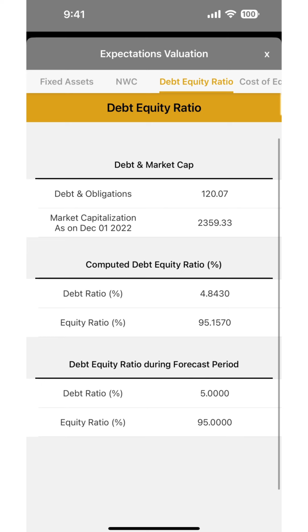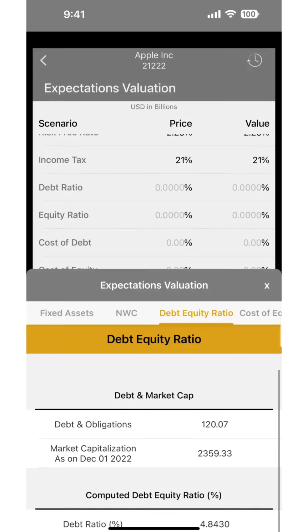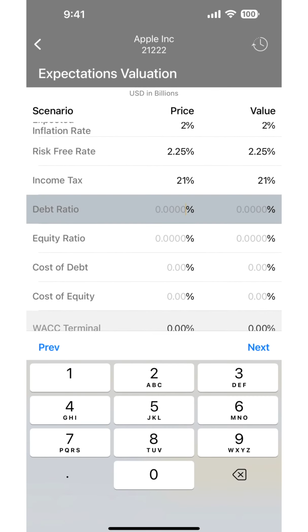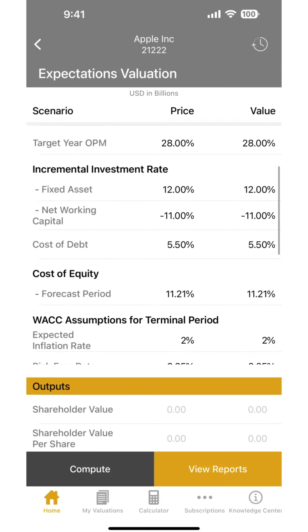The app uses market value of equity to compute the debt-equity ratio. The history displays the following: computation of debt-equity ratio based on current market capitalization, and the debt-equity ratio entered by the user during the forecast period. Enter the debt-equity ratio to be assumed during the terminal period in the terminal period screen. The debt-equity ratio for Apple is assumed as debt at 5% and equity at 95%.